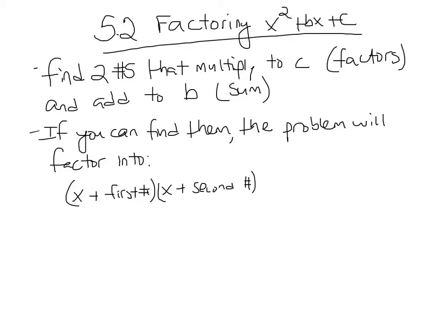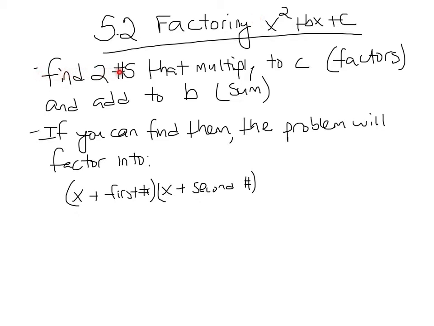Hello, Algebra Scholars. This is section 5.2, factoring trinomials that look like this, x squared plus bx plus c. Take note of the fact that there's no coefficient in front of the x squared, which means it's just a 1 right there. Next section, 5.3, will deal with what to do if there's a coefficient here. But for right now, it's just x squared plus bx plus c.